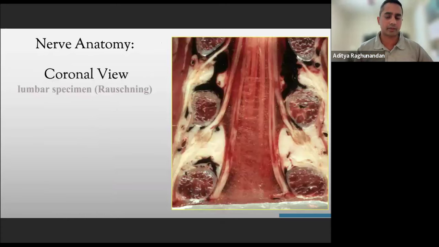For those of you who are going into this for a career, I think it's worth taking a look at some of these, because these structures are pretty cool to look at in a cadaver. But hopefully you could see my mouse here.